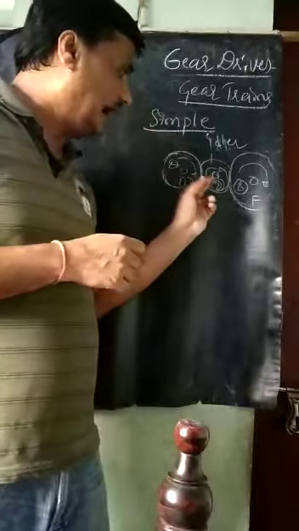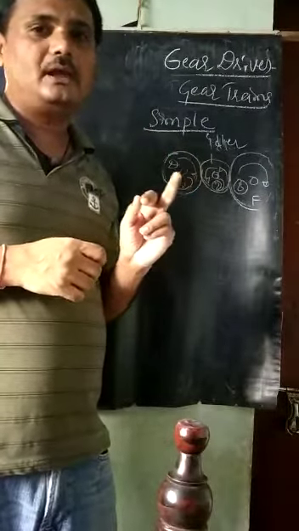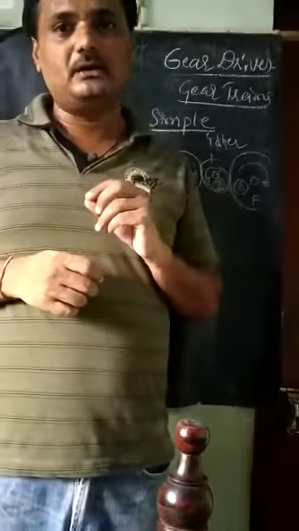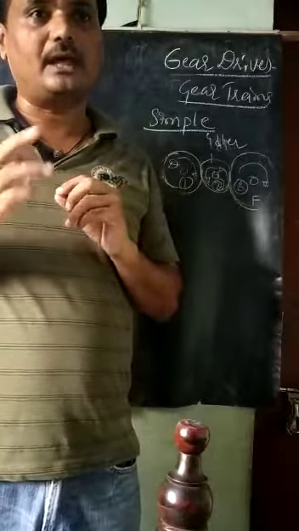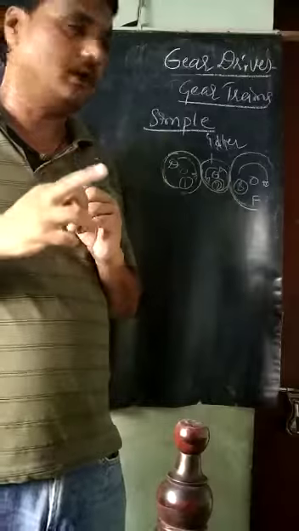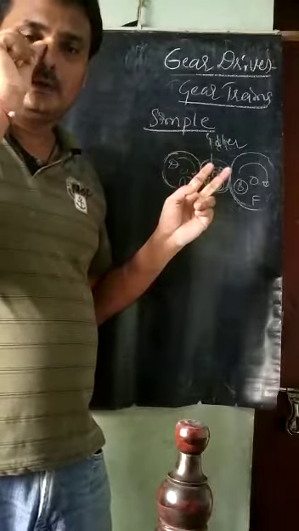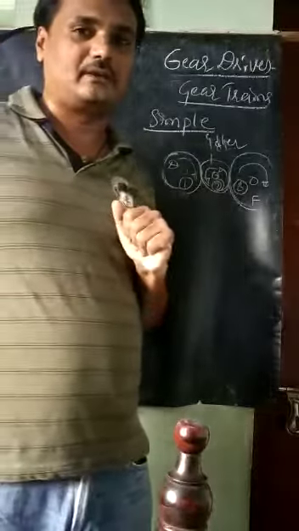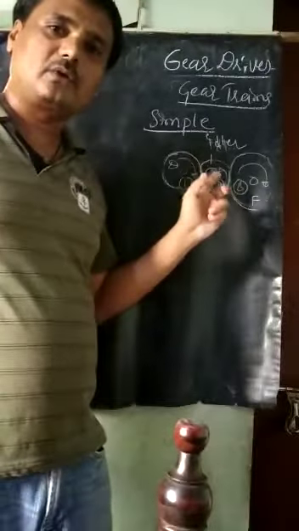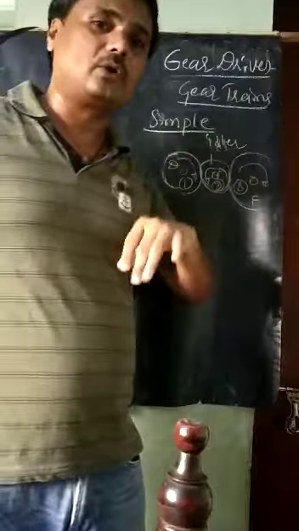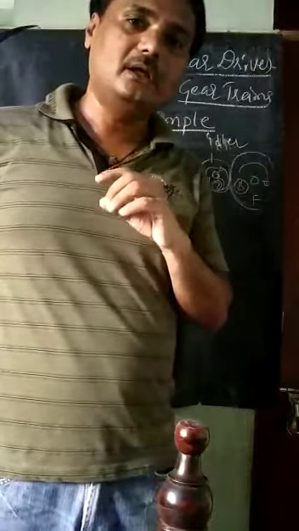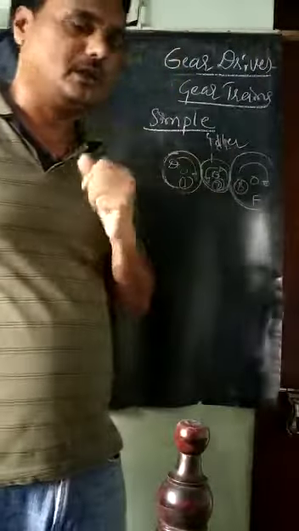If the idler gears in between the driver and follower are in even numbers, like 2, 4, 6, 8, then definitely the driver and the follower will rotate in the opposite direction. That means if the driver is clockwise, the follower will be anti-clockwise when the idler gears are in even numbers. That is a rule.